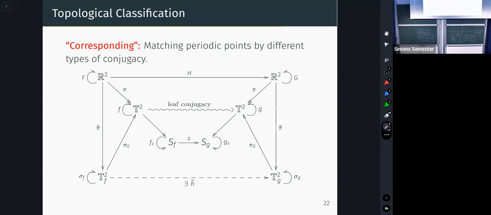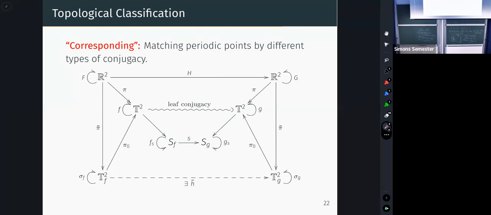Actually, because our F and G are topologically conjugate in the universal cover, since they have the same linear part. But the conjugacy in the universal cover does not commute with deck transformations. So it cannot descend to T2.